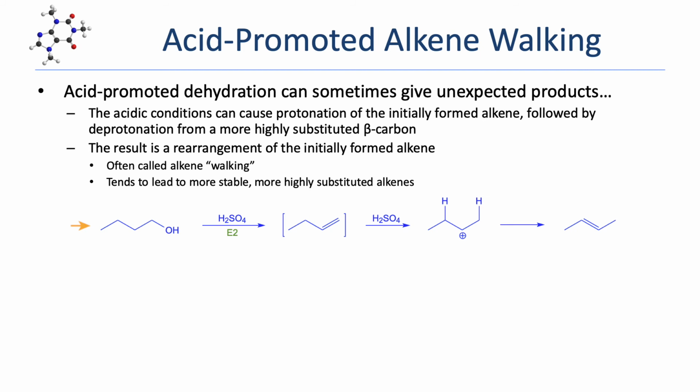Removal of the beta hydrogen on the right would result in the reformation of the originally formed monosubstituted alkene. Removal of the beta hydrogen from the left would result in a new disubstituted alkene. The new disubstituted alkene is more stable than the originally formed monosubstituted alkene, and because it's more stable, it ends up being the major product. The rearrangement of the initially formed alkene into a more stable, more highly substituted alkene is called alkene walking, and it's very commonly encountered in the acid-promoted dehydration of primary alcohols.